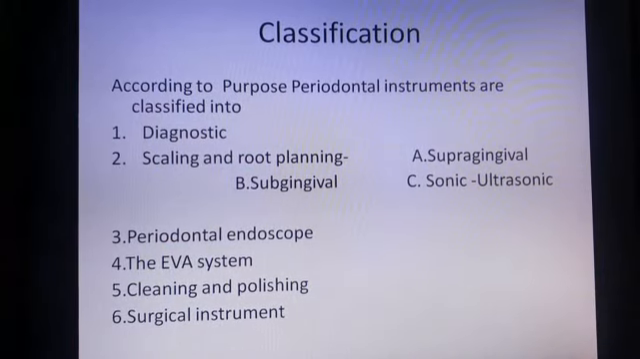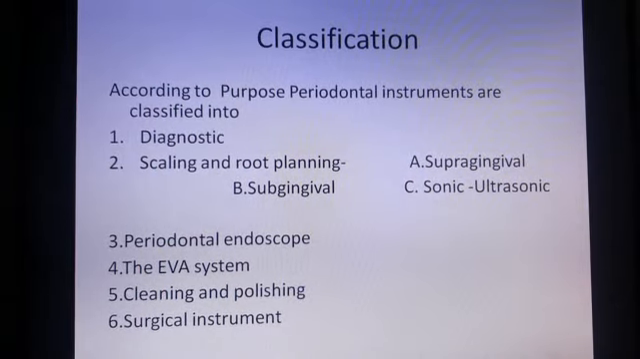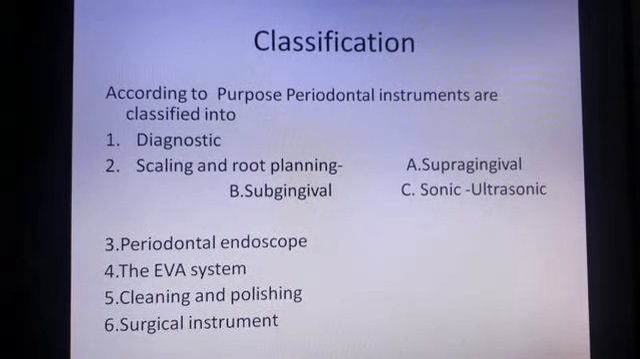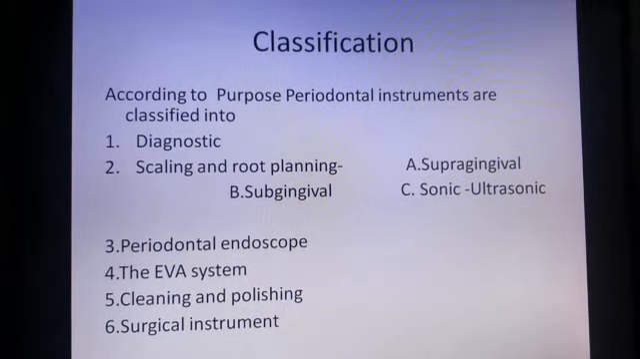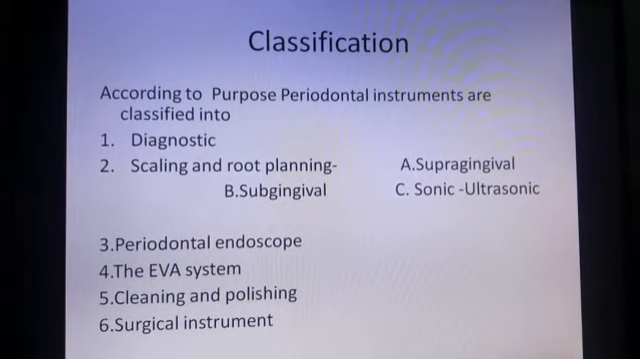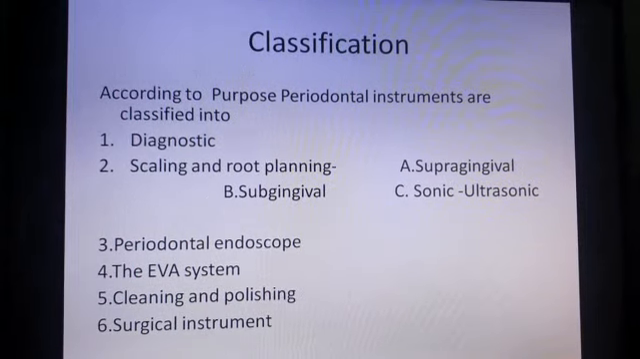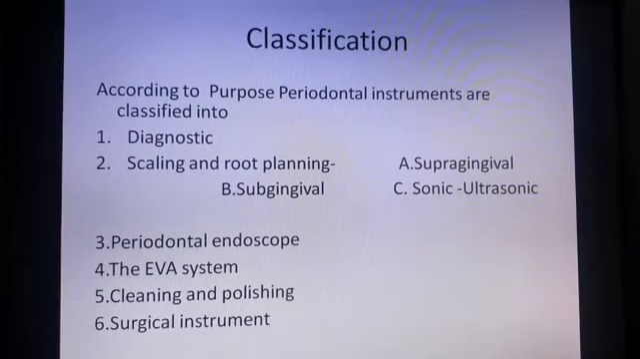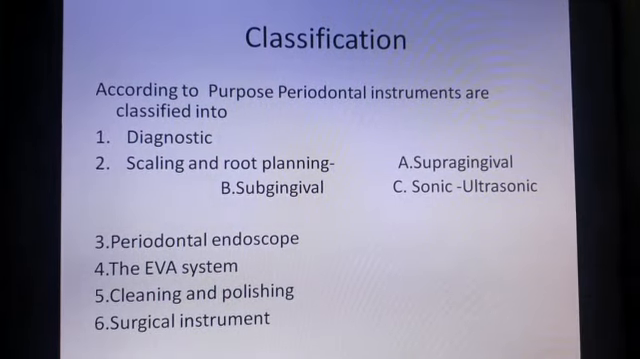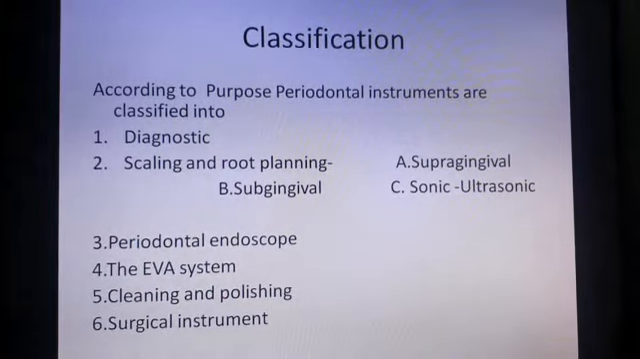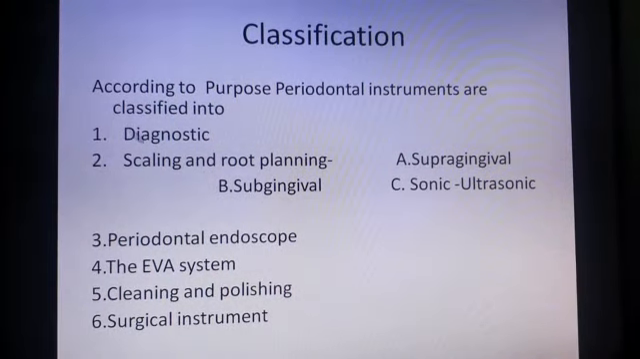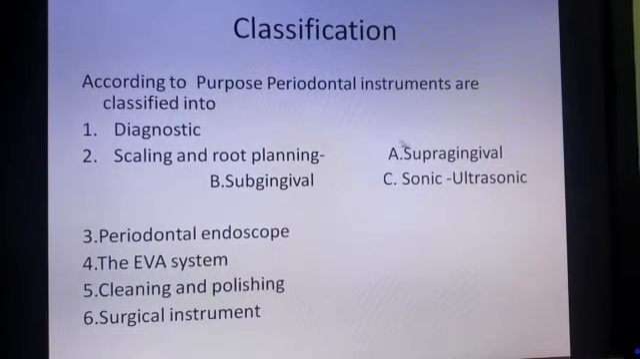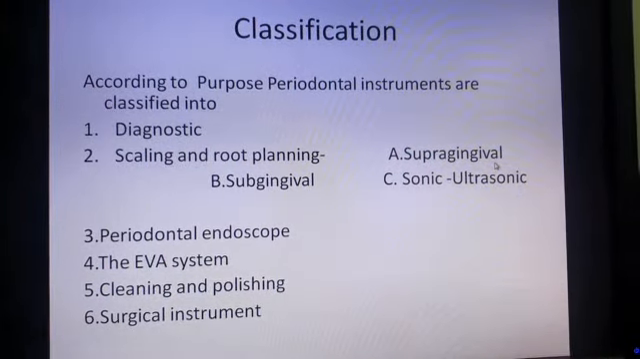Next is the classification of instruments. According to their purpose, periodontal instruments are classified into diagnostic instruments, scaling and root planing instruments, periodontal endoscope, the EVA system, cleaning and polishing instruments, and surgical instruments. Scaling and root planing instruments are supragingival scalers, subgingival instruments, and sonic and ultrasonic instruments. The diagnostic instruments were already explained by Dr. Gauri ma'am. So today I am going to explain the supragingival scalers.